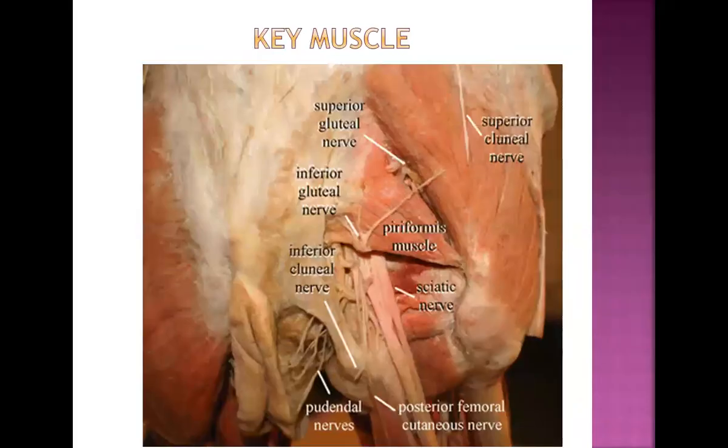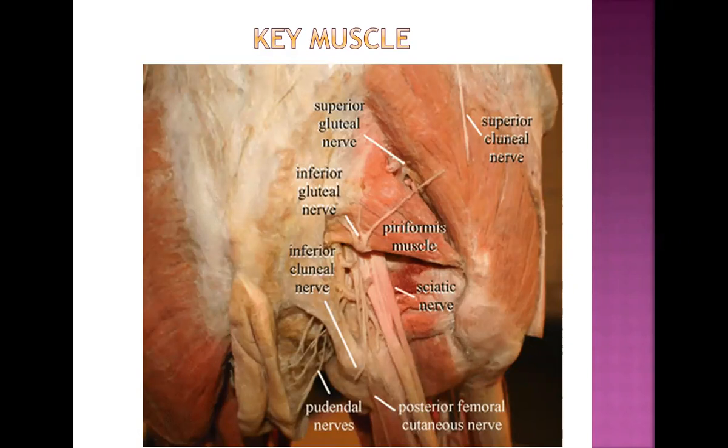This is the dissected specimen to show the piriformis muscle. I told you, you can identify the piriformis if you trace the sciatic nerve. This thick nerve here is the sciatic nerve, and it is emerging from the lower border of the piriformis muscle. You can also see other nerves in the gluteal region, called the inferior gluteal nerve and superior gluteal nerve, accompanied by their corresponding vessels.